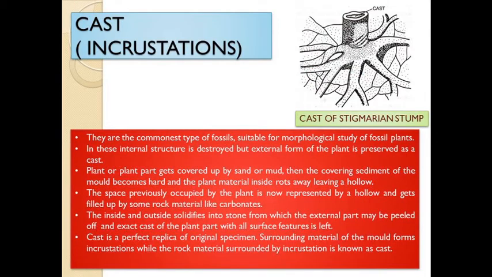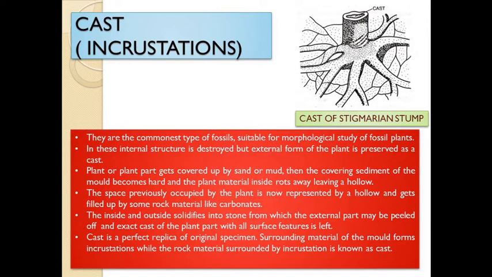They are the commonest type of fossil suitable for morphological study of fossil plants. In these, the internal structure is destroyed, but the external form of the plant is preserved as a cast. Now you see the diagram, the sketch, the cast of a Stigmarian stump. It looks like the original plant type, but it is a fossil. So the plant or plant part gets covered up by sand or mud. Then the covering sediment of the mold becomes hard, and the plant material inside rots away. It gets disintegrated, leaving a hollow space.